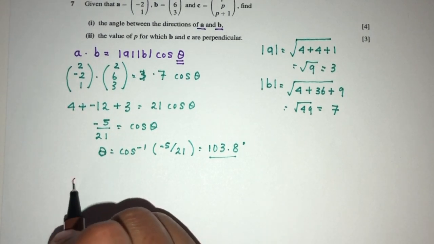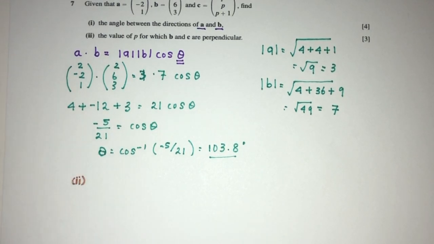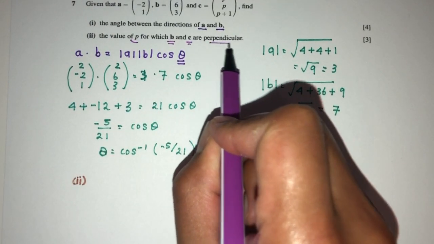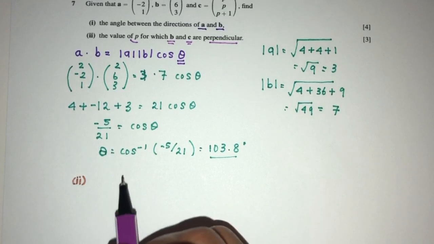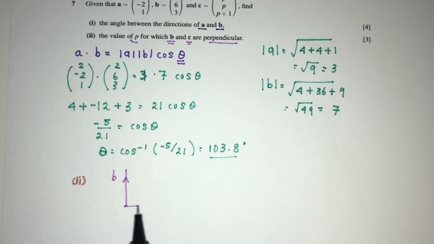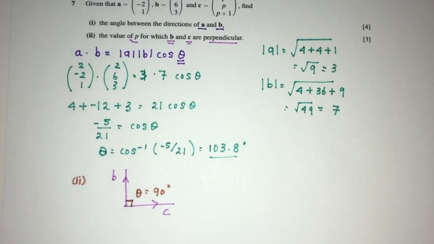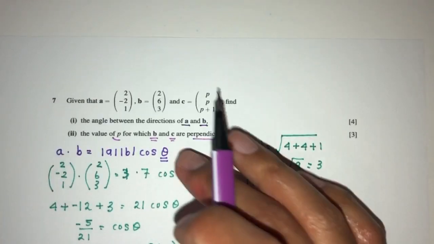Now for part 2, we have to find the value of P for which B and C are perpendicular. Now if you think, let's say B is this direction, and C is this direction. Now we understand that if they are perpendicular, the angle in between them has to be 90, which means theta is equal to 90 degrees. So again, it's always going to be going back to the same equation.